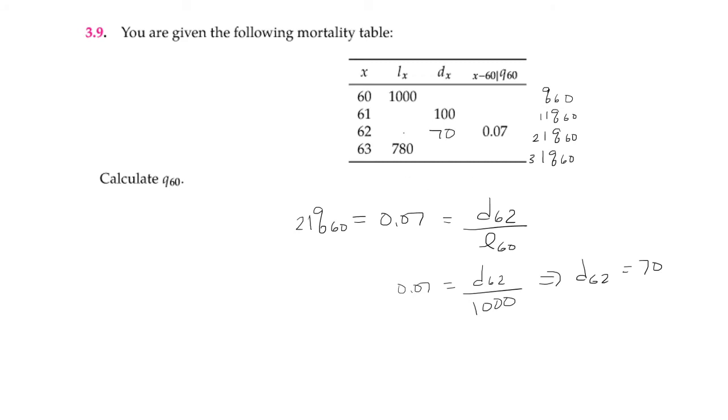Now we can solve for how many people there were at age 62. So we can just add 780 with 70. Because think about it, we're working backwards. 70 people died and you were left with 780. So now there has to be 850 people before. At time 61, 100 people died, and then you had 850 people left over at time 62. So we're just going to add that and get 950.